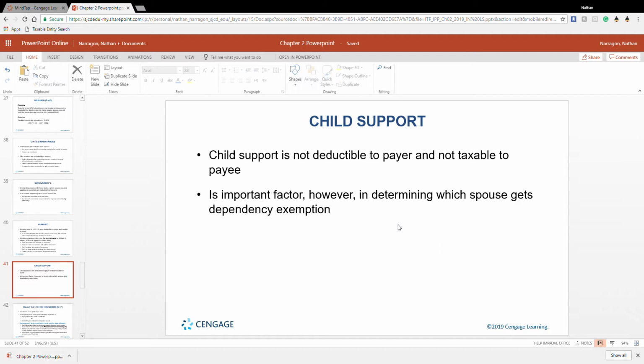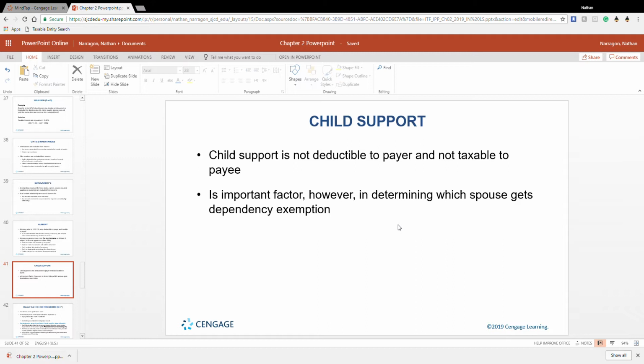Child support. Child support is not deductible to the payer and not taxable to the payee, because it's directly for the child and not for the taxpayer. So with that, we don't have to worry. It is an important factor in determining which spouse gets the dependency exemption, because basically that's the agreement that says who has the child.